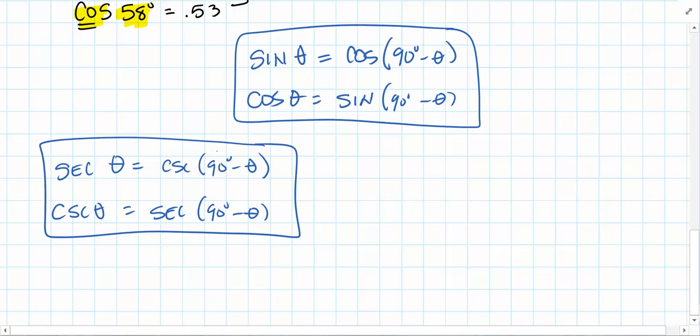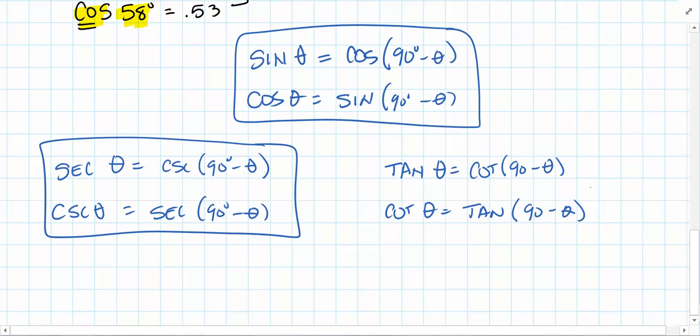There's another one. What is it? Yeah, tangent and cotangent. So the tangent of theta is equal to the cotangent of 90 minus theta. And likewise, the cotangent of theta is equal to the tangent of 90 minus theta.